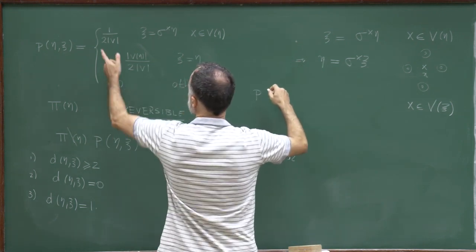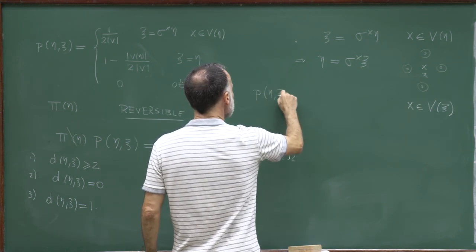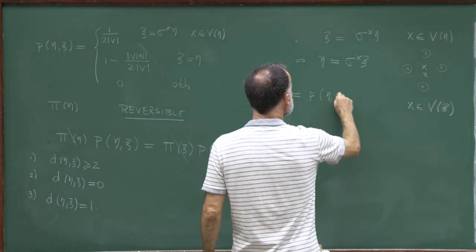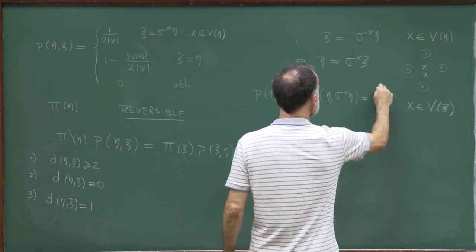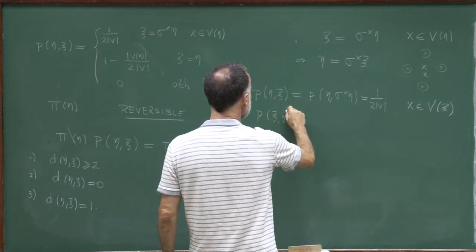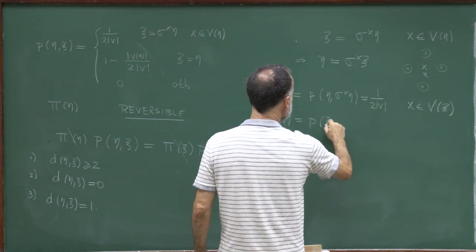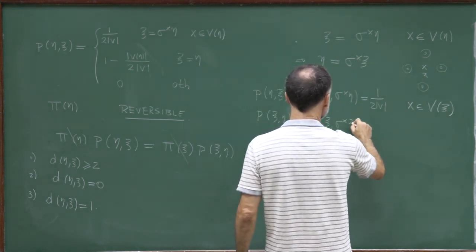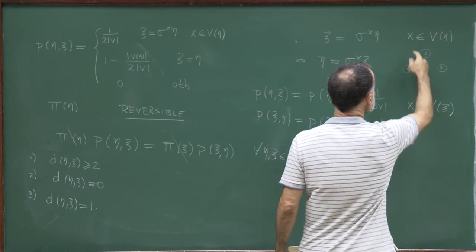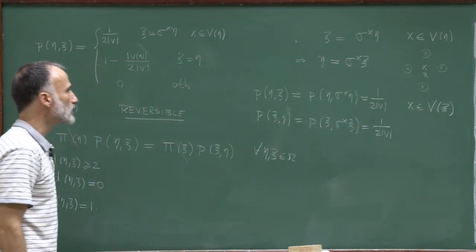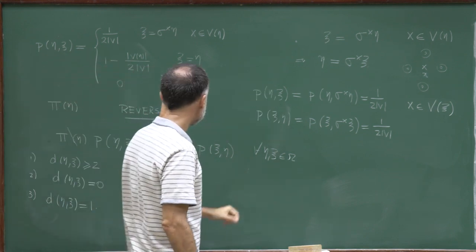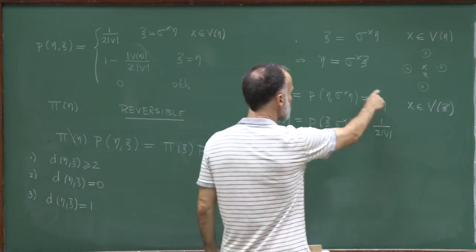But then, by definition of our transition probability, this means that p of eta psi, which is p of eta sigma x of eta, is equal to 1 over 2 divided by v. And p xi eta is equal to p xi sigma x of psi, and this is also 1 over 2v. And this is 1 over 2v because x belongs both to v eta and to v psi. So we have computed these two probabilities, and indeed they are equal.